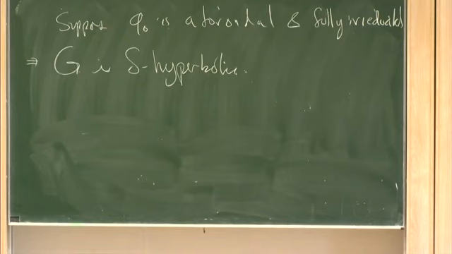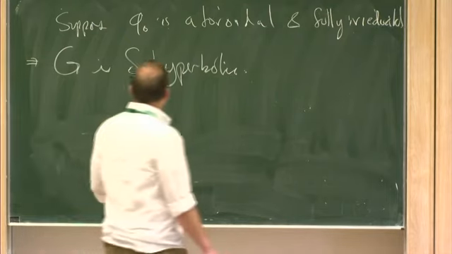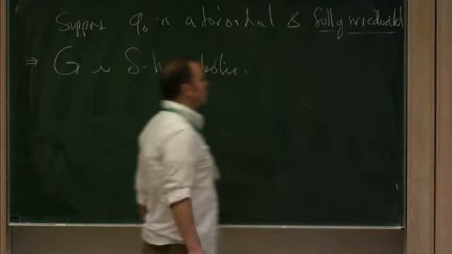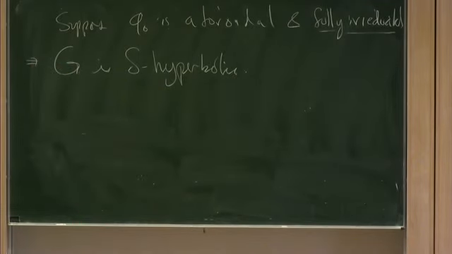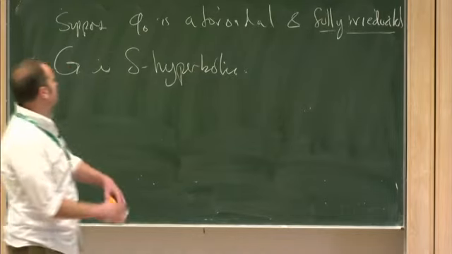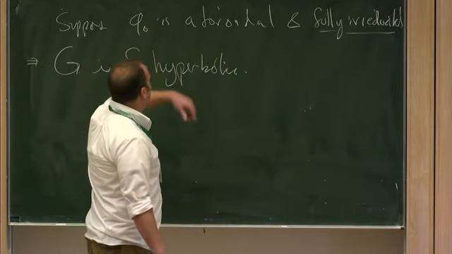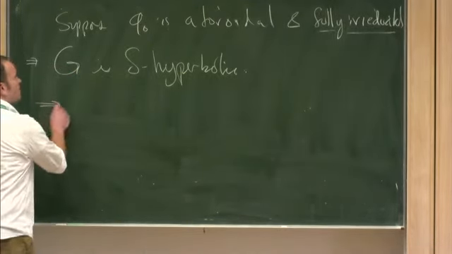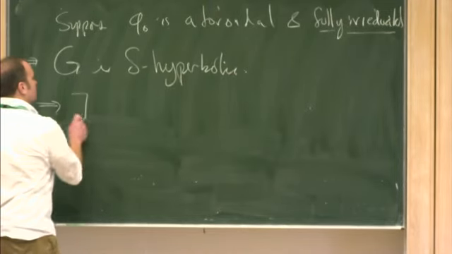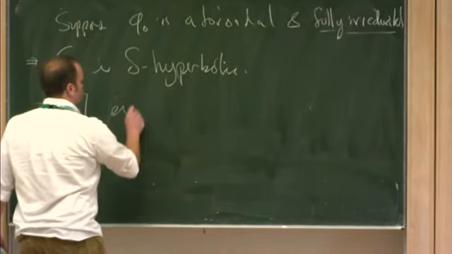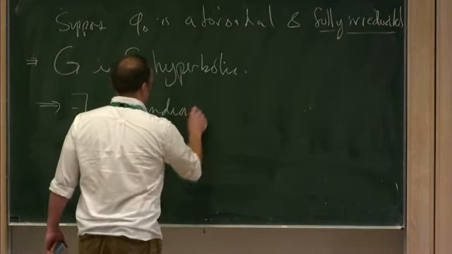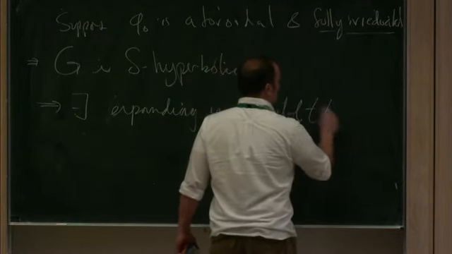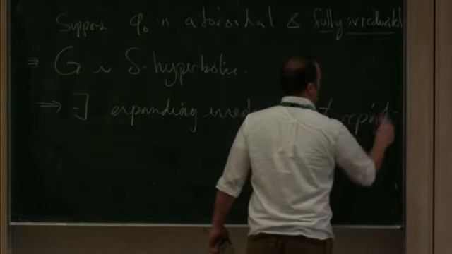There's no Z plus Z subgroups, and indeed G is a Gromov hyperbolic group. The full irreducibility is a dynamical property. It's an algebraic property, but it has dynamical implications. So in particular, there exists a train track, an expanding irreducible train track representative of phi naught.